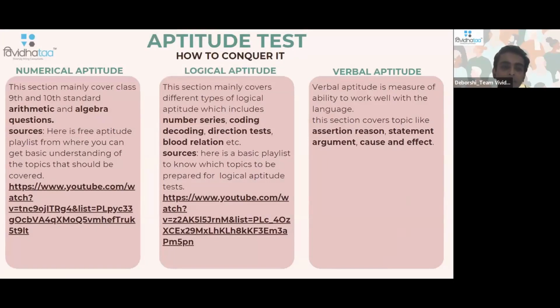Next comes the numerical aptitude test. Generally, its syllabus covers 9th and 10th standard math topics, like arithmetic topics such as time, speed, distance, time and work, profit and loss, percentage, all these things, and basic algebra questions. This also comes in this test.